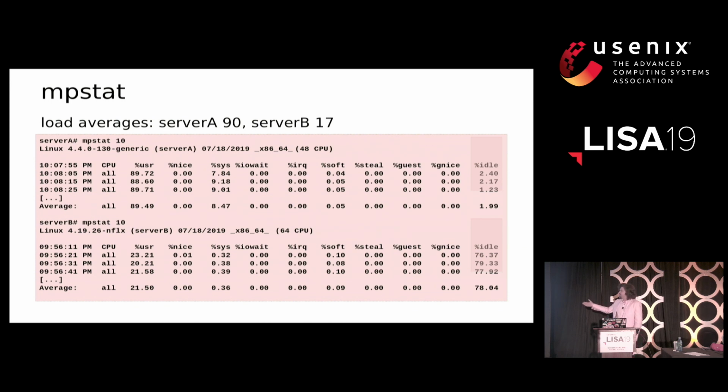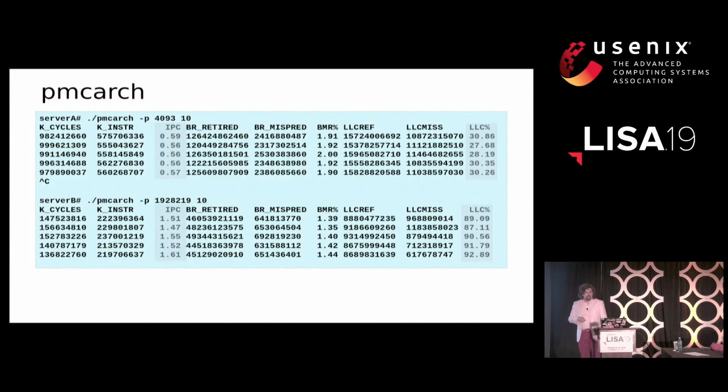So mpstat is just a standard tool. It uses proc statistics. The next tool I tried was pmcarch. This is a tool I wrote. It's very simple. It summarizes the Intel architectural set of PMCs. PMCs are performance monitoring counters. These are special hardware dedicated counters that are programmable in the CPU for understanding low-level CPU performance.